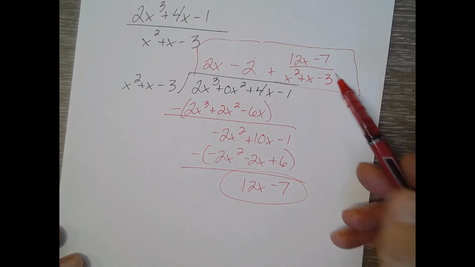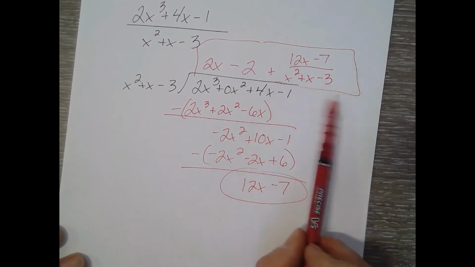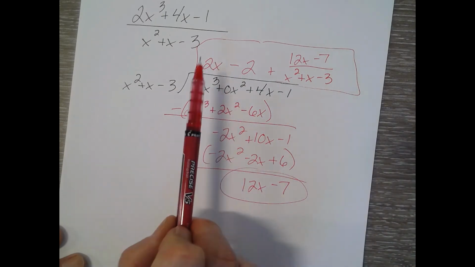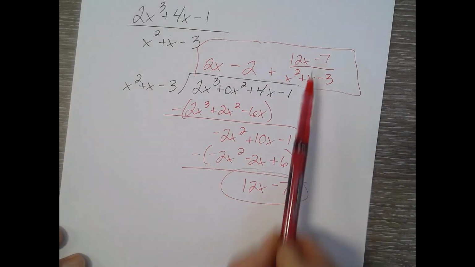We're not going to finish this one. It's not even factorable on the bottom. I should have made one up that's factorable. But you do this, your answer is going to be 2x minus 2 plus whatever you get when you do partial fractions.